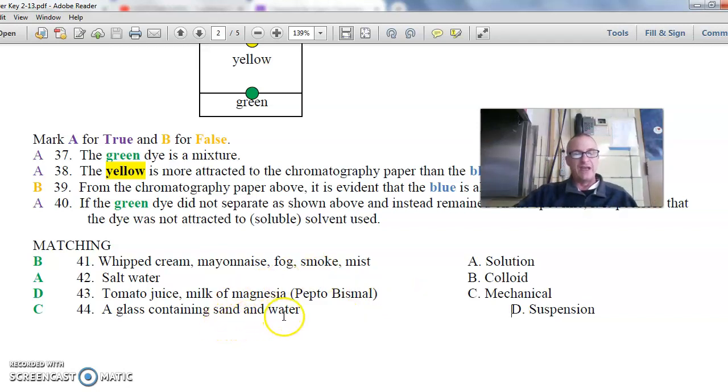A glass containing sand and water immediately separates. The sand will go right to the bottom. When they separate immediately, where they're so big that gravity pulls them down right away, and when they're so big that you can see them easily separated with your eye, that's called, letter C, a mechanical mixture.